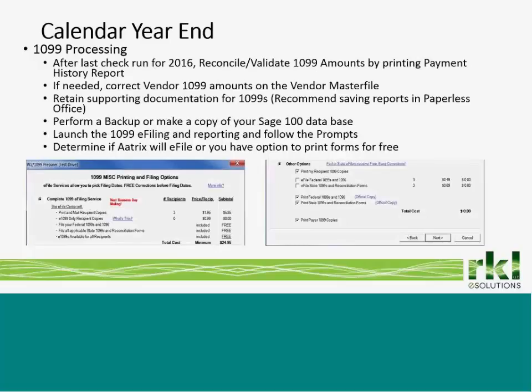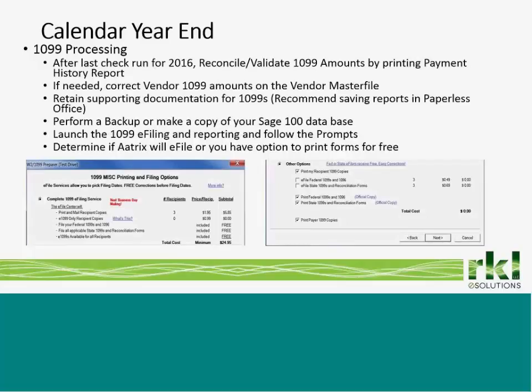The screenshot on the right-hand side of the screen shows you that you do have the option to print the 1099s yourself. If you do print them yourself, then it is free and there's no charge. You could also do some combination of that. If you want to print the 1099s, but you want Atrix to do the federal filing for you for the reporting, you could do that.